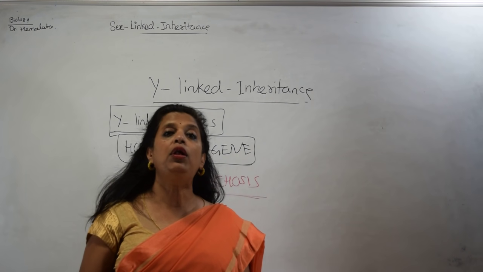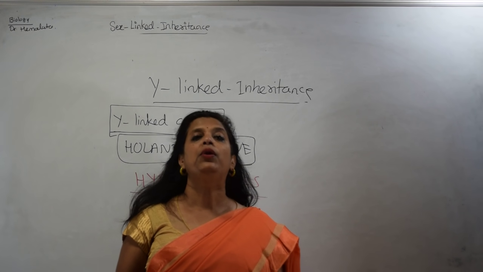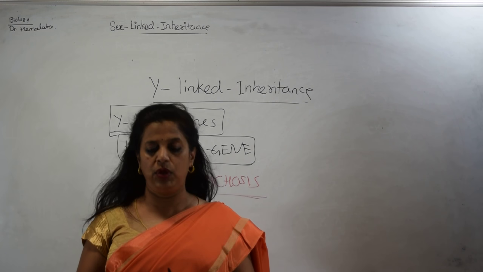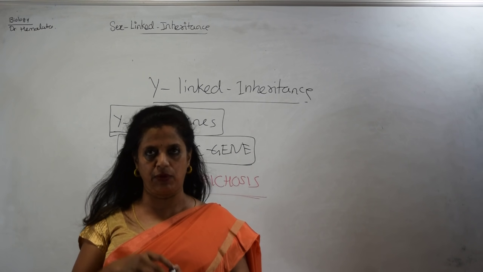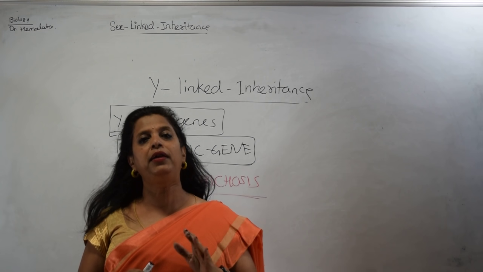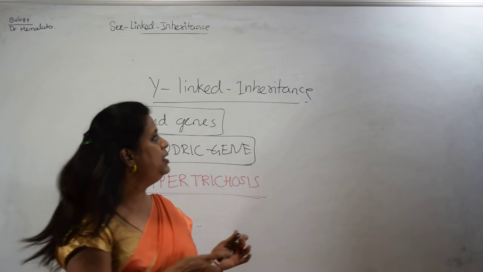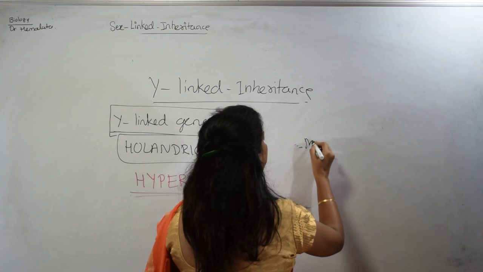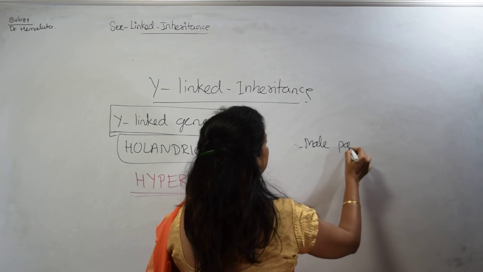And one more thing some students will ask: what are the other male characters following Y-linked inheritance? Only one character we have, that is hypertrichosis. What more is called the male pattern baldness. This is for the males. We call it the male pattern baldness.